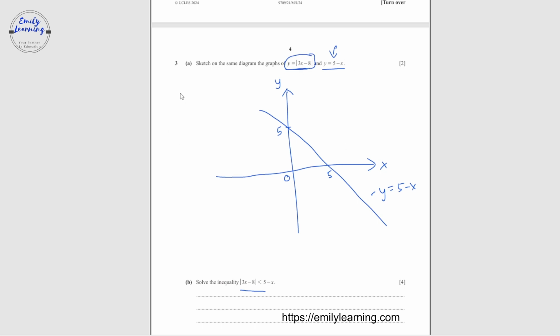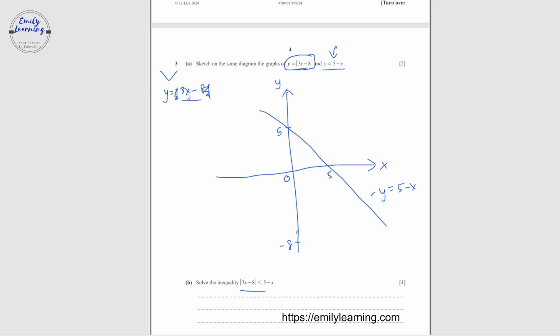So I have y equals to mod 3x minus 8. This type of graph, when it is linear inside the mod, typically looks like a V shape. So what do we do? Well, we can first start off by drawing y equals to 3x minus 8. For y equals to 3x minus 8, the y-intercept is at 8. Sorry, it's at minus 8.